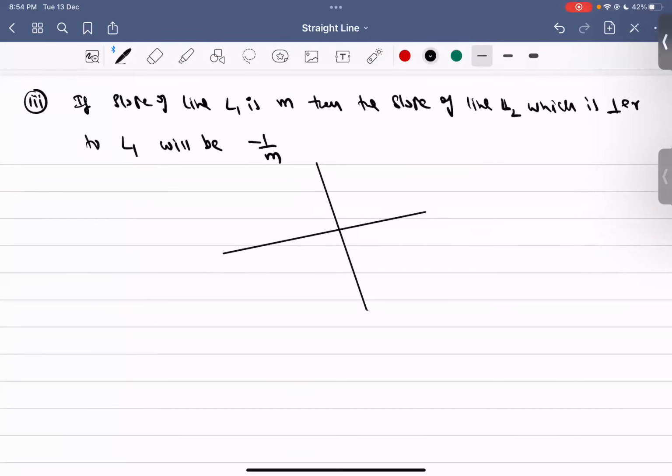So suppose this is L1 equal to 0. Suppose the slope of this line is m. This one is L2 equal to 0. This angle is suppose 90 degrees. Therefore, the slope of this line is equal to minus 1.